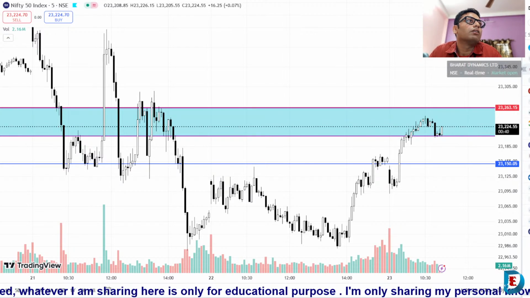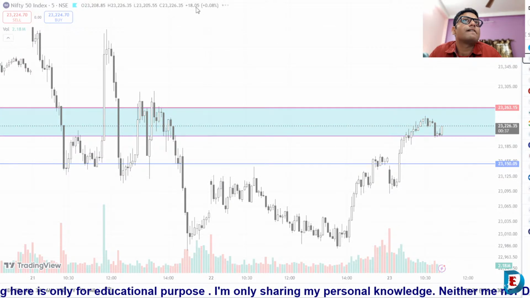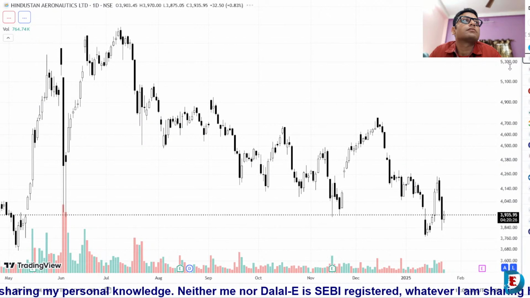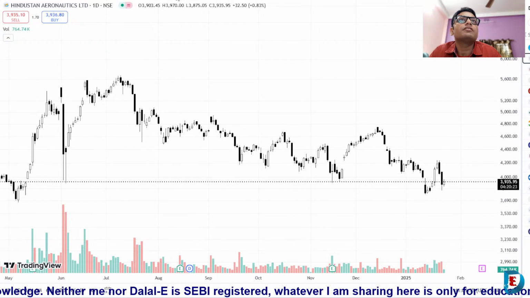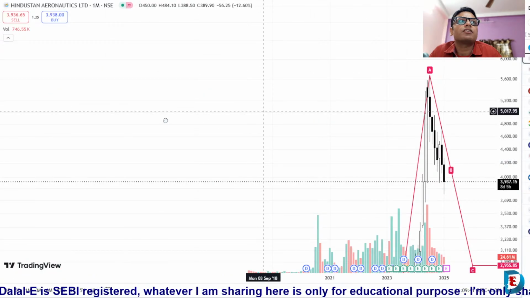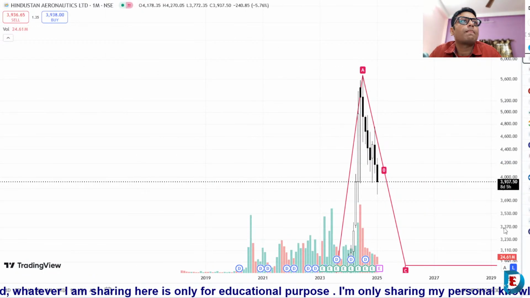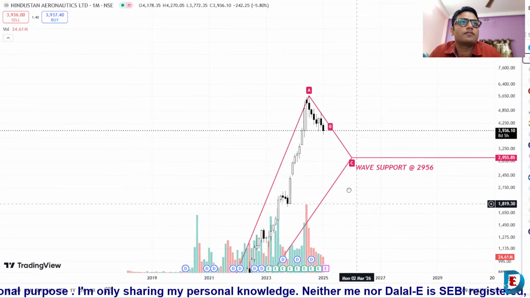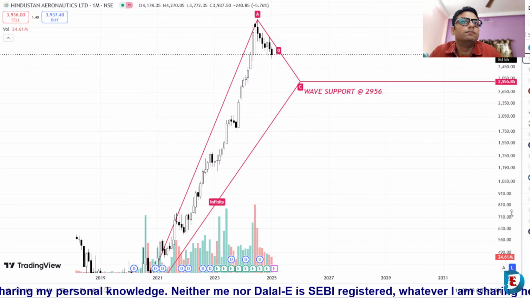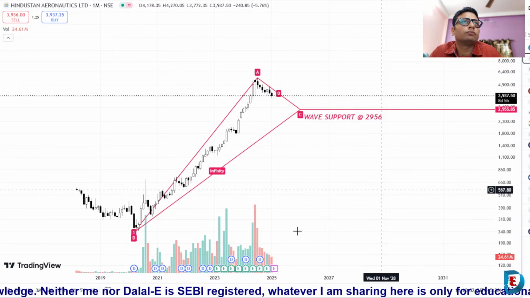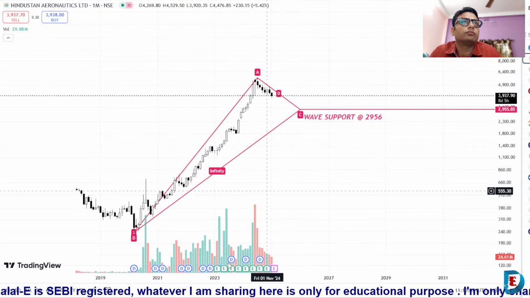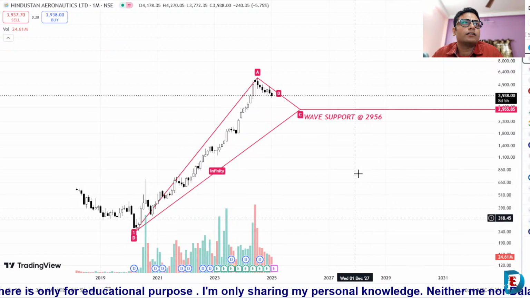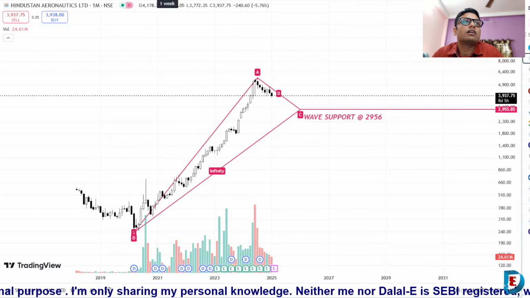Let's check what is happening in the defense sector. Defense sector is not looking good at all. This is the chart of Hindustan Aeronautics, and I'm expecting this level to come, 2956. This may come sooner or later, but I'm waiting for this level.